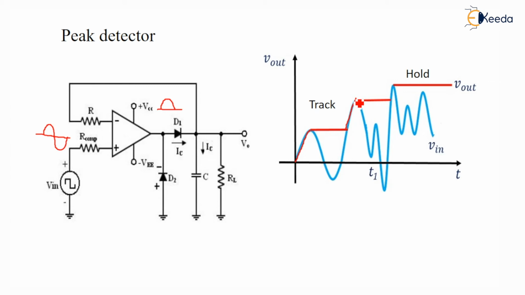And this will last up to the next higher peak. If after the higher peak some lower peak comes, the capacitor will hold the earlier peak voltage. The charging time of this capacitor should be less than T by 10, and the hold time should be greater than 10 times the total time.